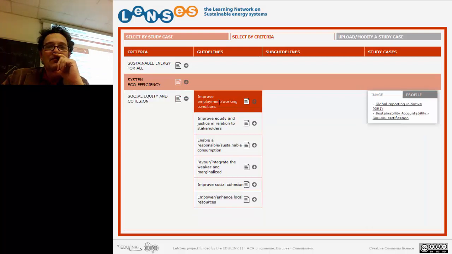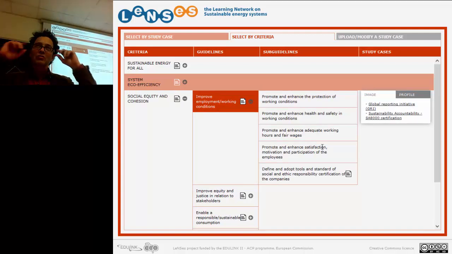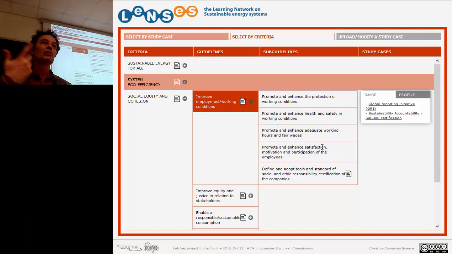So I take the first one, improve employment and working condition. As I told you before, frankly speaking, the designer does not have that much to do here. In fact, what I can show you is a couple of examples of reporting initiatives in relation to good working conditions that are available and that a designer should be aware of, so as to introduce them within the company.